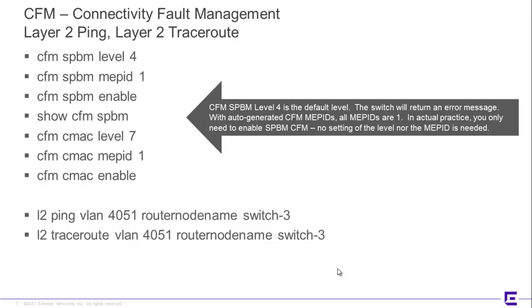You could literally do a run SPBM and select defaults for everything in a new install, and everything would come up. So that's the beauty of it. Being a lab, I have specific MEP IDs set up and everything else, and we're even going to have a special trick for you as we move forward into the video in the command line. And down below we see 2 examples of CFM that we're going to focus on in this video, L2 ping and L2 trace route. And we can see that we execute them against the BVID values and also the router node name of the specific switches. And switch 3 will be our target throughout the CLI demonstration.